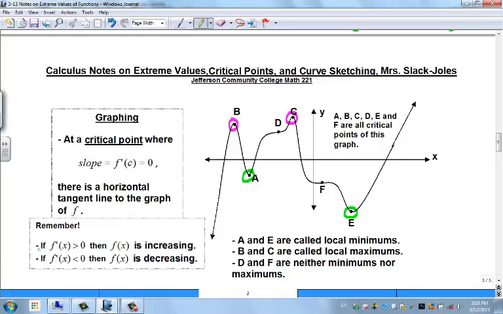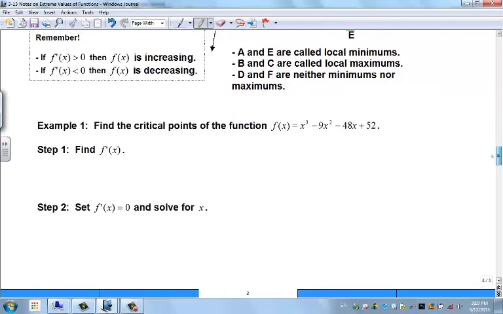So remember also when we're doing these types of problems that if the derivative is positive, that means the slope is positive and the graph is increasing. If the derivative is negative, then the slope is negative and the graph is decreasing. All right, so let's move on.